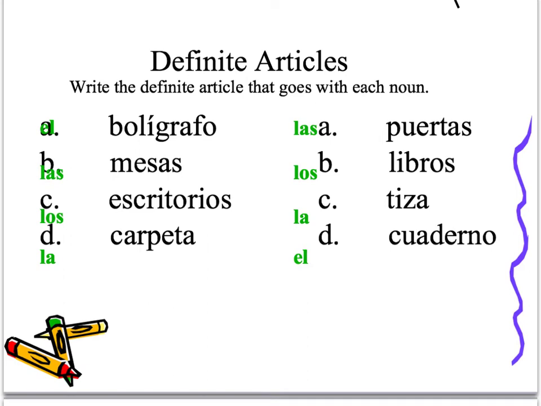Now you can just write the definite article that goes along with the noun. And again, pretty easy. As long as we can follow the O and A rule, it's very easy for us. And then there are some that are exceptions, of course.